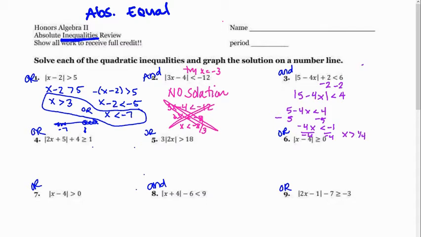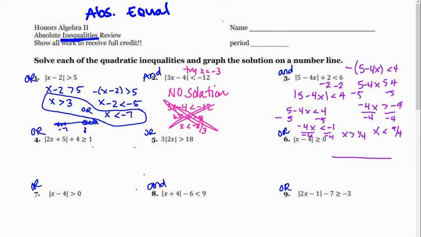When I work this the other way, I get 5 minus 4x less than 4, greater than negative 4. Negative 4x greater than negative 9. And when I divide by negative, I flip again. x is less than 9/4.